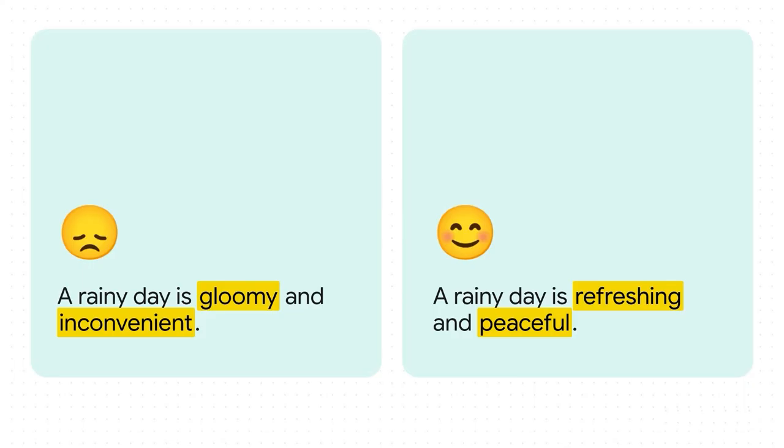Let's take a super simple example, a rainy day. The event itself is totally neutral, right? It's just water falling from the sky. But through one frame, it's gloomy, it's an inconvenience, my day is ruined. Through another frame, it's refreshing, it's peaceful, it's a chance to finally relax indoors. Same rain, totally different reality. And this exact dynamic, believe me, it plays out every single day in our classrooms.